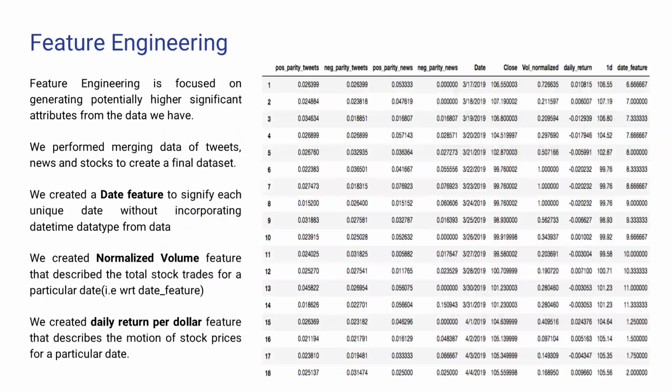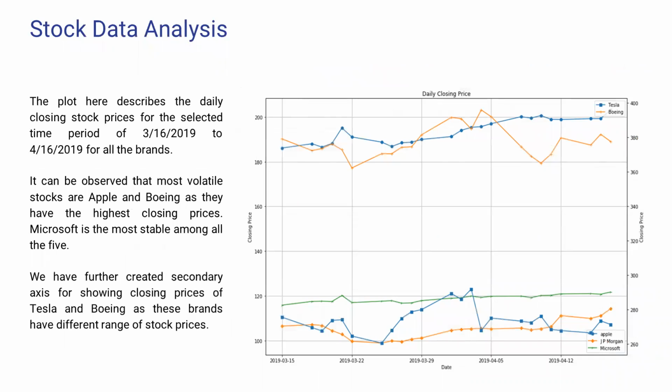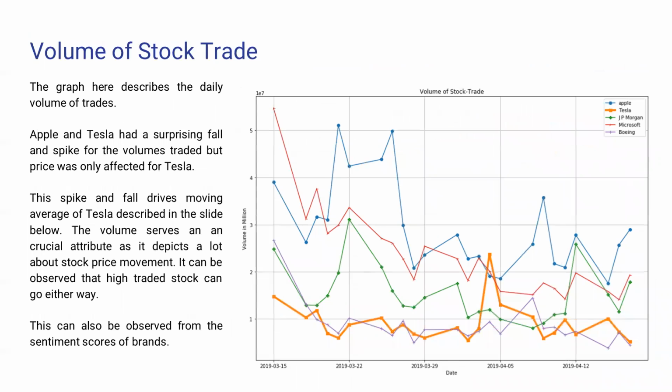Then we did feature engineering, in which we merged 3 data sets of news, tweets, as well as stocks data and created features which would better develop our model. This graph shows the closing price for all of the 5 securities. It can be observed that Apple and Boeing faced a surprising shock. This may be because of the turmoil created by 737 MAX. This is depicted by the tweet sentiment of the stock.